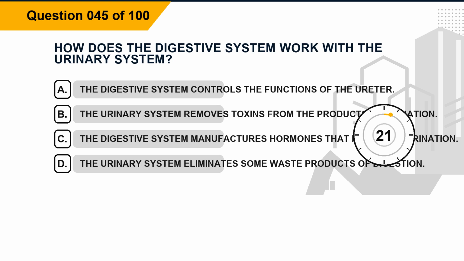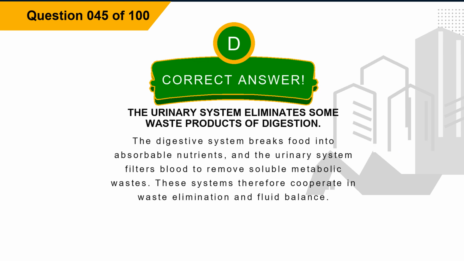Question 45. How does the digestive system work with the urinary system? Option A. The digestive system controls the functions of the ureter. Option B. The urinary system removes toxins from the products of urination. Option C. The digestive system manufactures hormones that influence urination. Option D. The urinary system eliminates some waste products of digestion. The correct answer is option D. The urinary system eliminates some waste products of digestion. Explanation. The digestive system breaks food into absorbable nutrients, and the urinary system filters blood to remove soluble metabolic wastes. These systems therefore cooperate in waste elimination and fluid balance.